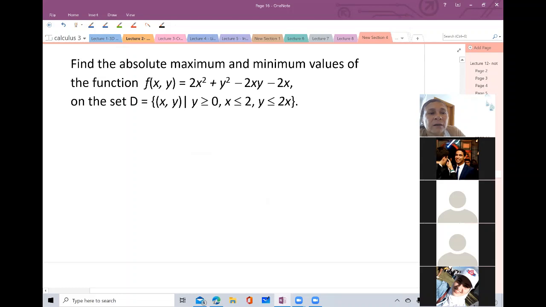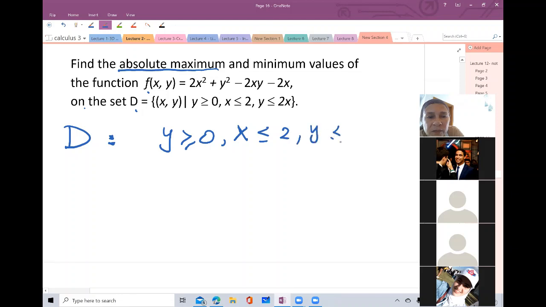We do have time. Now if I want to find the absolute maximum and minimum value of a function on the set D, I should first analyze my problem slowly and understand what I'm looking for. I'm looking for the absolute maximum and minimum, and I'm given a domain, a set D, to find them in. This set is defined by these inequalities: y is greater than 0, x less than or equal to 2, y less than or equal to 2x.